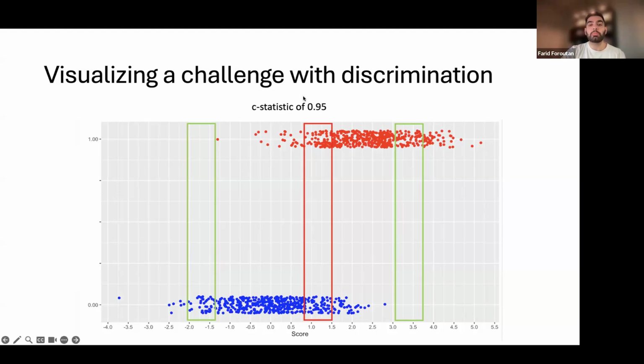But oftentimes, the only number that we get from these validation studies is the 0.95, which is the global performance of the model. It's the best estimate across all the potential classifications that the model can assign.